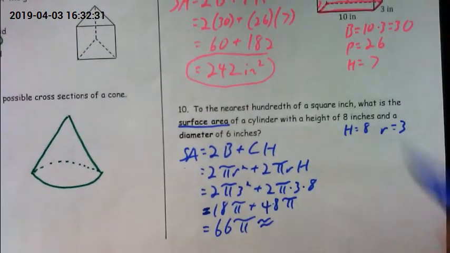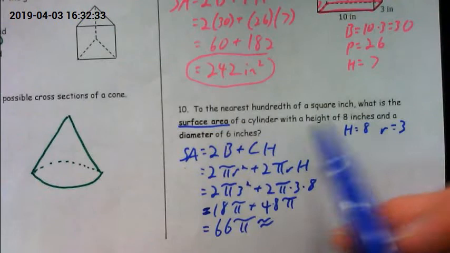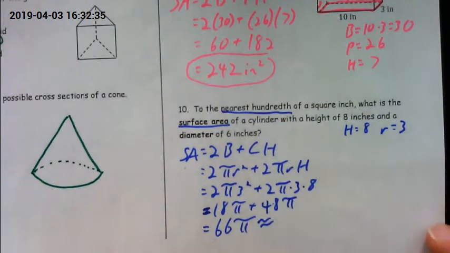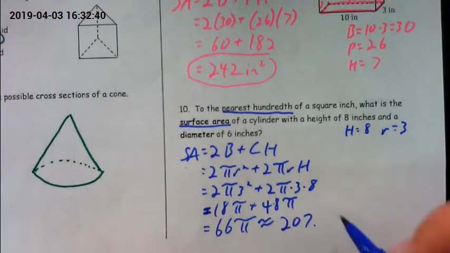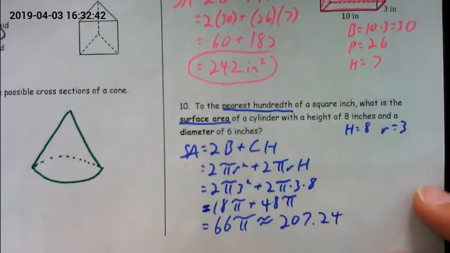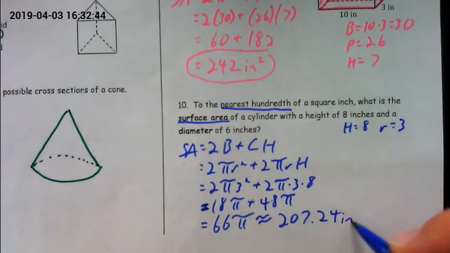Now, if you plug in 3.14, round to the nearest hundredth, 207.24. Now, inches squared. Yeah, don't want to forget our units.